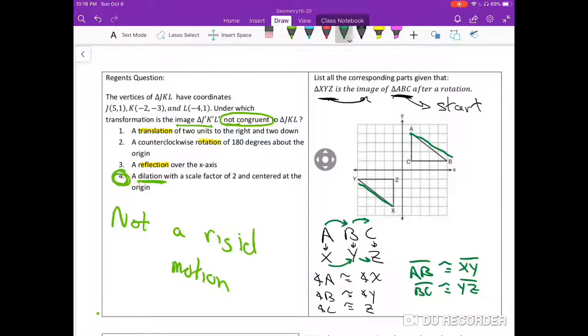And then lastly, the only 2-letter combination I have left is A to C and X to Z. And again, those are all the same for the same reason, because a rotation does not change size or shape. So all 6 of these pieces of information are going to be the same. All right, so those are corresponding parts.